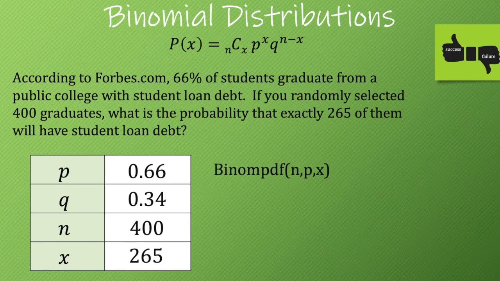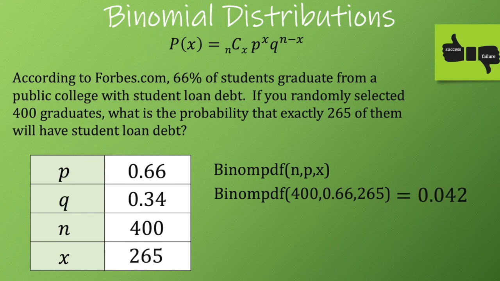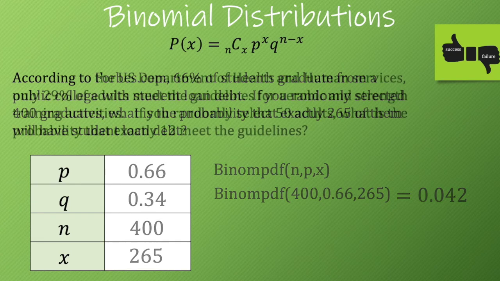So again, we can just use the binomial PDF function of our calculator, plug all that in with 400, 0.66, and 265, and we find that the probability that exactly 265 of them will have student loan debt is about 4.2%. Let's try another example.